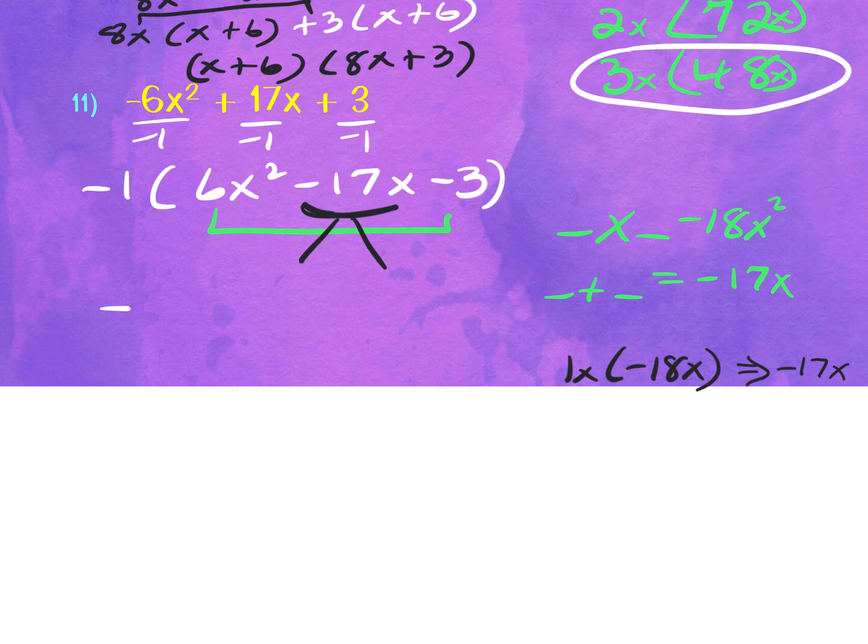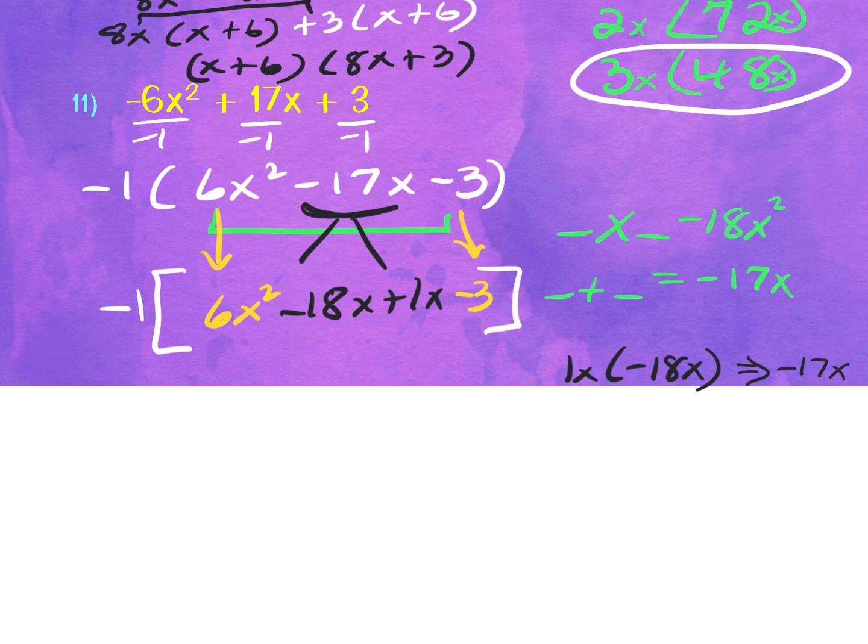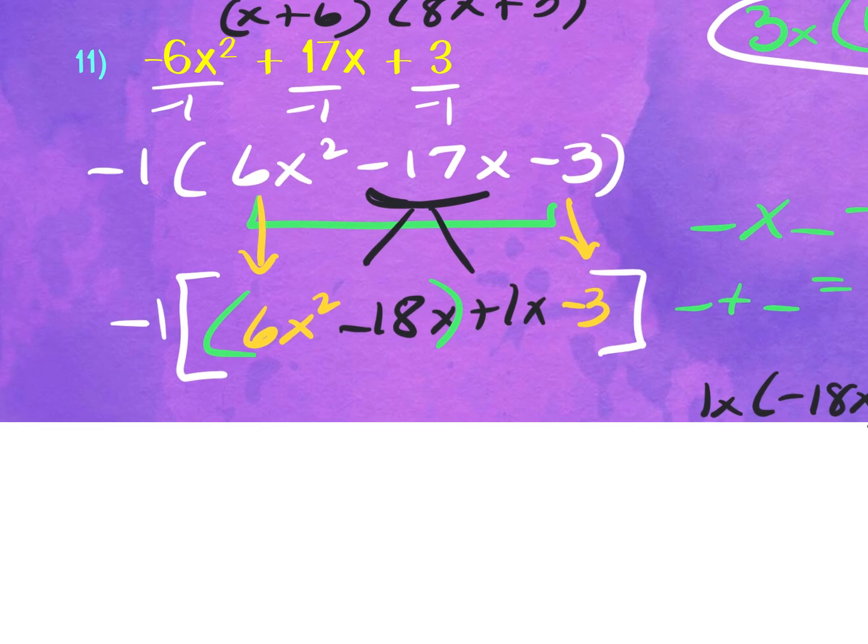So don't forget about this -1 out front. Rewrite the first term, the 6x squared. I'm replacing that middle with the two factors I just found. And then rewrite this last term, -3. All right, now I factor by grouping. So I'll go ahead and make my first group here. I'll do it in green. And does the blue show up? Not really. I'll do yellow.